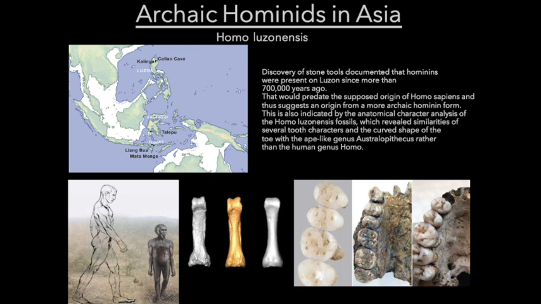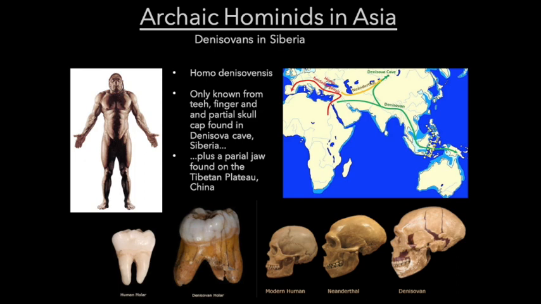That would predate the supposed origin of Homo sapiens and thus suggests an origin from a more archaic hominin form. This is also indicated by the anatomical character analysis of the Homo luzonensis fossils, which revealed similarities of several tooth characters and the curved shape of the toe with an ape-like genus Australopithecus rather than the human genus Homo. The Homo denisovensis, has anyone heard of the Denisovans? Yeah, so this is really fascinating.